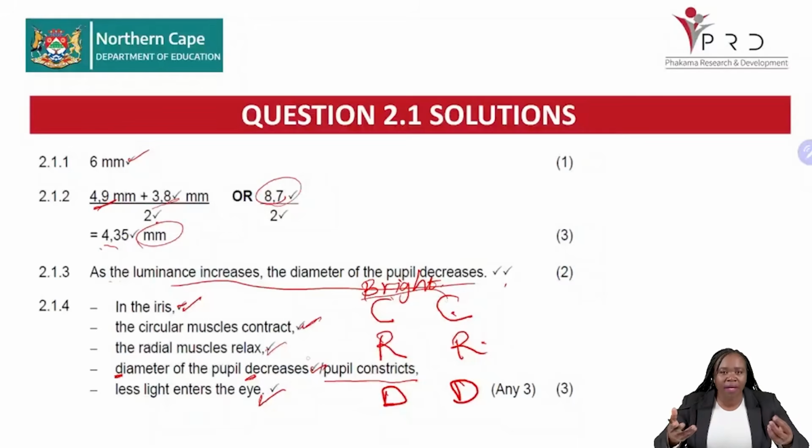Why does it become bigger? There isn't enough light entering the eye. So as the diameter increases, it is to allow more light into the eye. And what would happen then? More light will enter the eye. And that is how you would then score your marks.